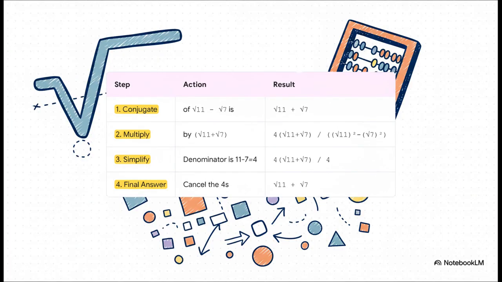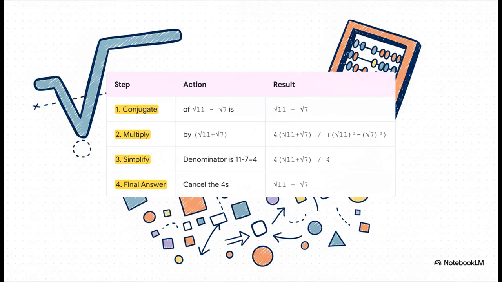We've got 4 divided by the quantity square root of 11 minus the square root of 7. Okay, step 1, the conjugate is just the square root of 11 plus the square root of 7. Easy. Now we multiply the top and bottom by that. On the bottom, we get the square root of 11 squared minus the square root of 7 squared, which is just 11 minus 7.